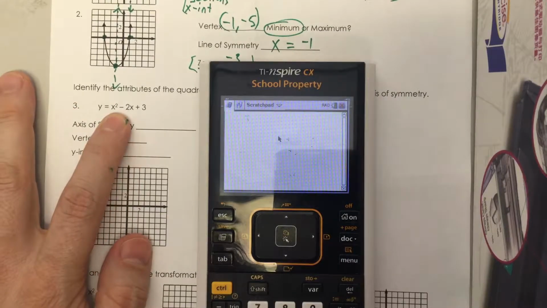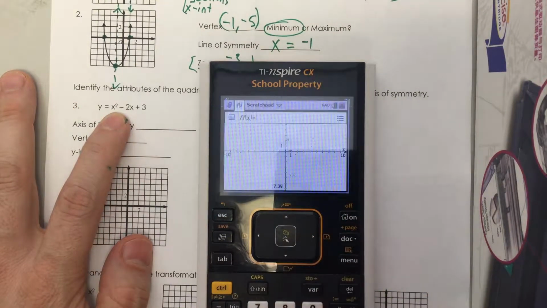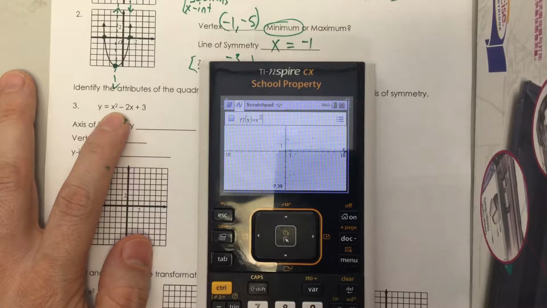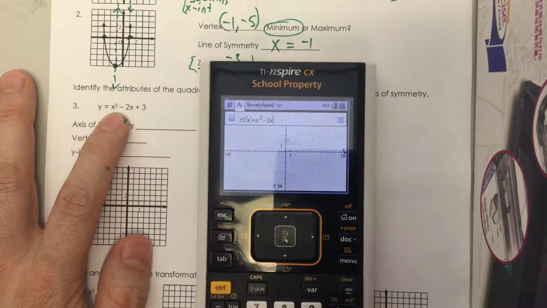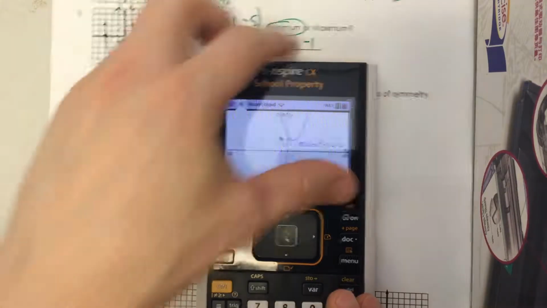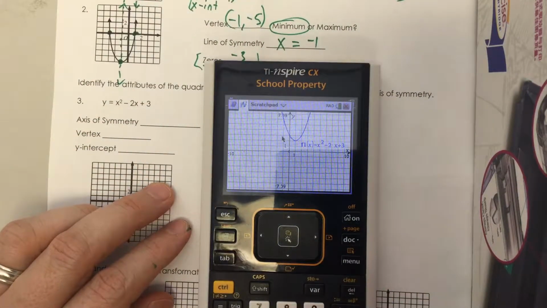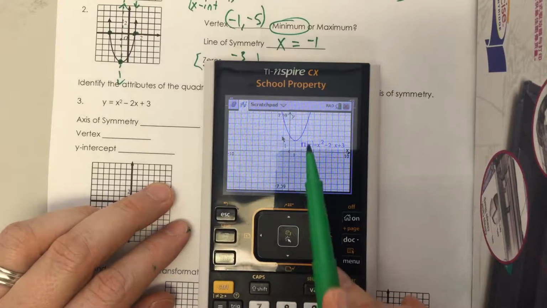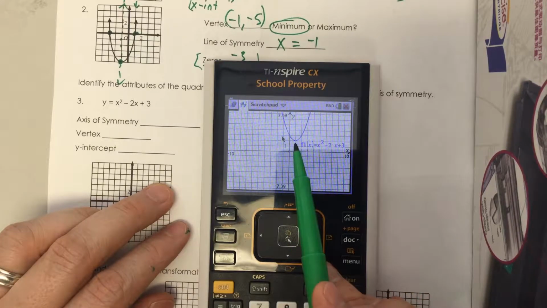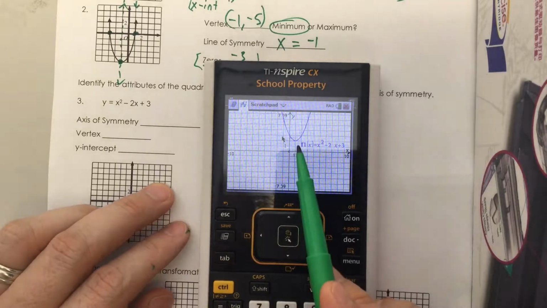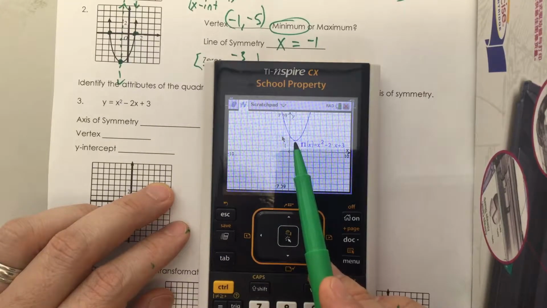my equation, x squared minus 2x plus 3, right? Okay, there's my parabola. Now, I like turning on the grid lines. Menu 223 on most calculators. That tells me right there, 1 to the right and 2 up. That looks like my vertex, right? And then so on and so on.